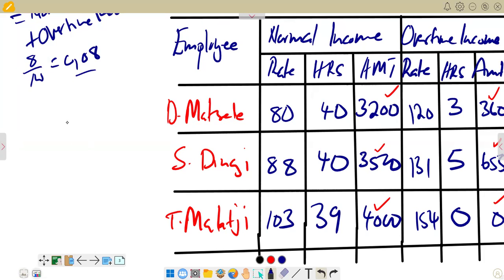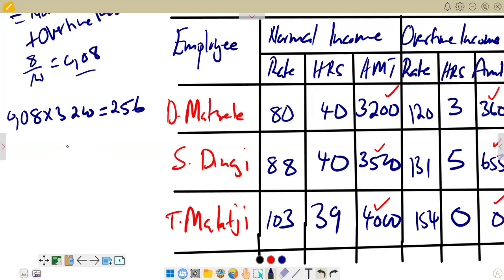So for the first one, remember the normal income is this column, amount of normal income, 3,200 for the first employee. So we are going to say 0.08, and then we multiply by 3,200. Then the answer that we are supposed to get there is 256. Obviously, if there's a necessity to round up to the next whole number, you have to round.